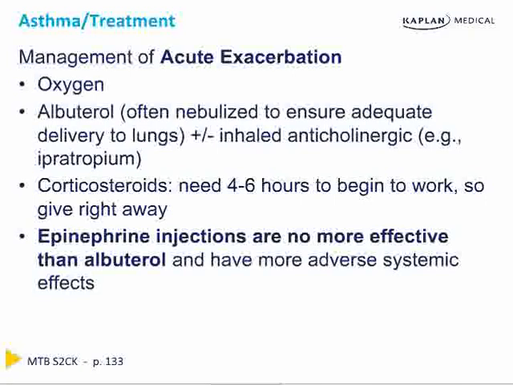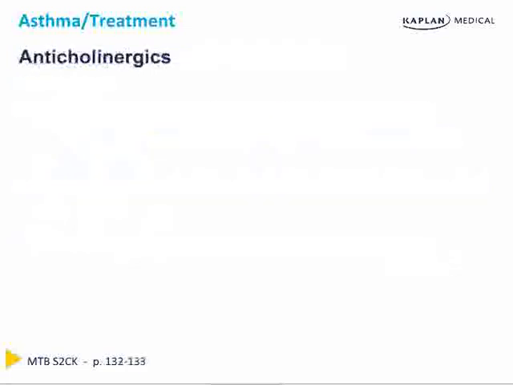Epinephrine injections are no more effective than albuterol and actually have more systemic adverse effects. So in the adult asthmatic patient, we typically do not give epinephrine for an acute flare. As mentioned on the last slide, anticholinergic agents are sometimes used in the setting of an acute asthma flare.